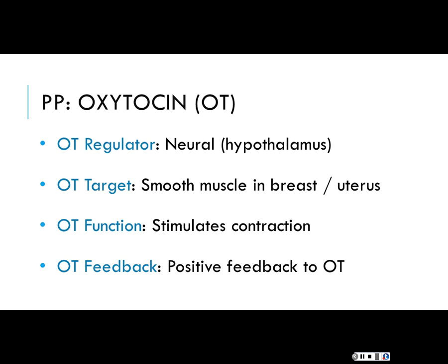Is oxytocin found in males? Yes. But do they have a uterus? No. Okay, but it can also target smooth muscle, the brain, etc. You'll continue to see a common pathway for each of these hormones: the regulator, target, functions, and feedback mechanisms. Before we move on, any questions about oxytocin?